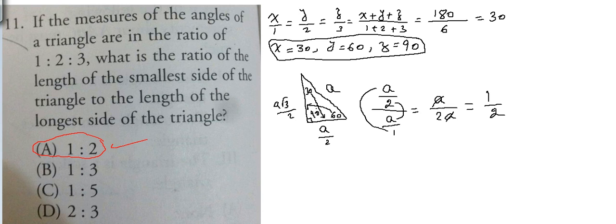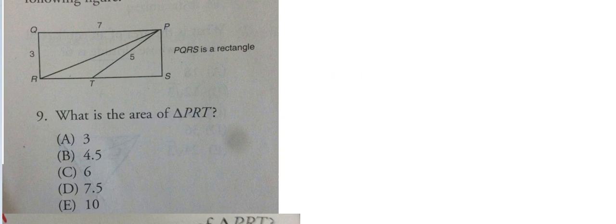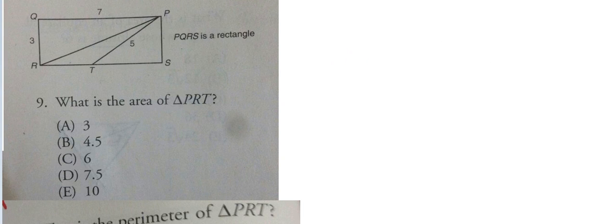And this makes sense, right? Because the side facing angle 30 is half the hypotenuse, so the ratio between this side, which is the smallest side, and the longest side, which is the hypotenuse, is half, right? Second question. The second question is, we have this figure, and we have two questions on it.